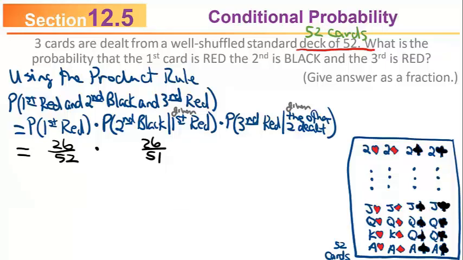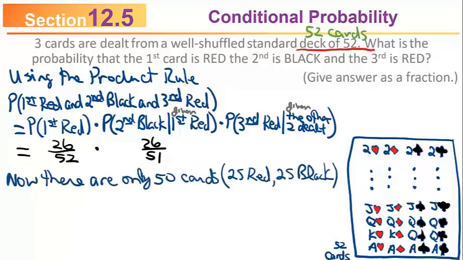And finally, what is the probability that the third one is red, given that the other two were chosen? Well, now you've taken 2 cards out of the deck, so there are only 50 cards, and you've taken one of each color, 1 red, 1 black, so there are only 25 reds and 25 blacks left in the deck, so the probability that the next one is red is 25 out of 50. And according to the product rule, all you've got to do is multiply those together.